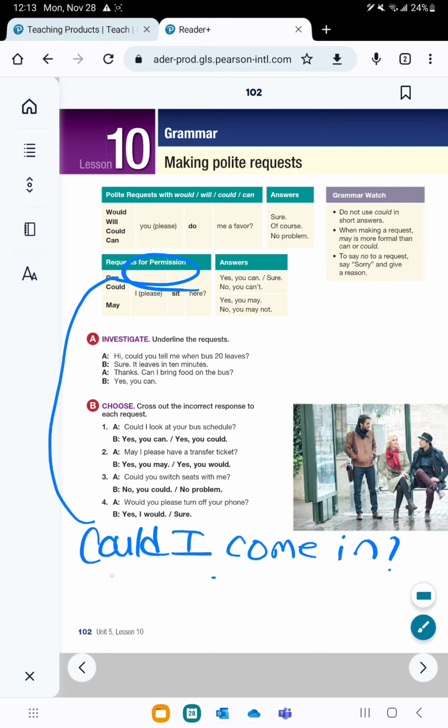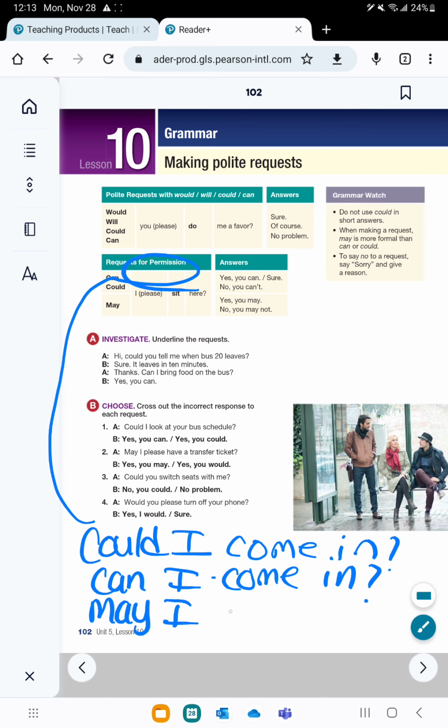Another way I can say that is, can I come in? It's the same question. Or we can also ask, may I come in? All of these are polite requests for permission. The only thing that's changing is how we ask. Could, can, or may. All are correct ways to ask. The only difference is how formal do you want to be?